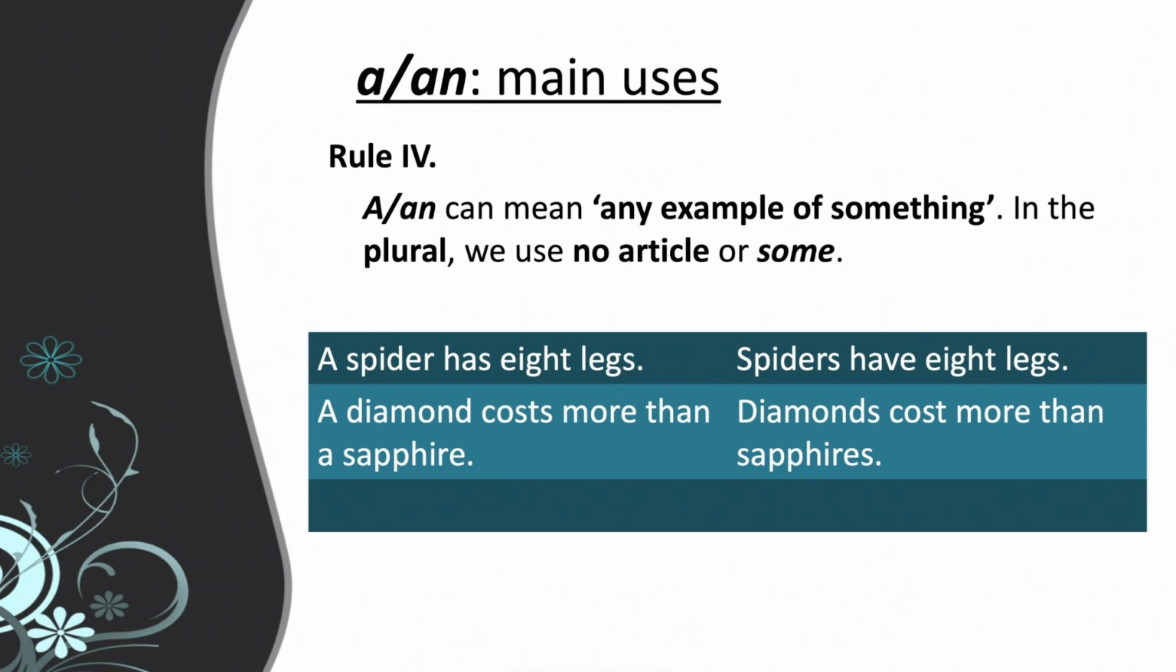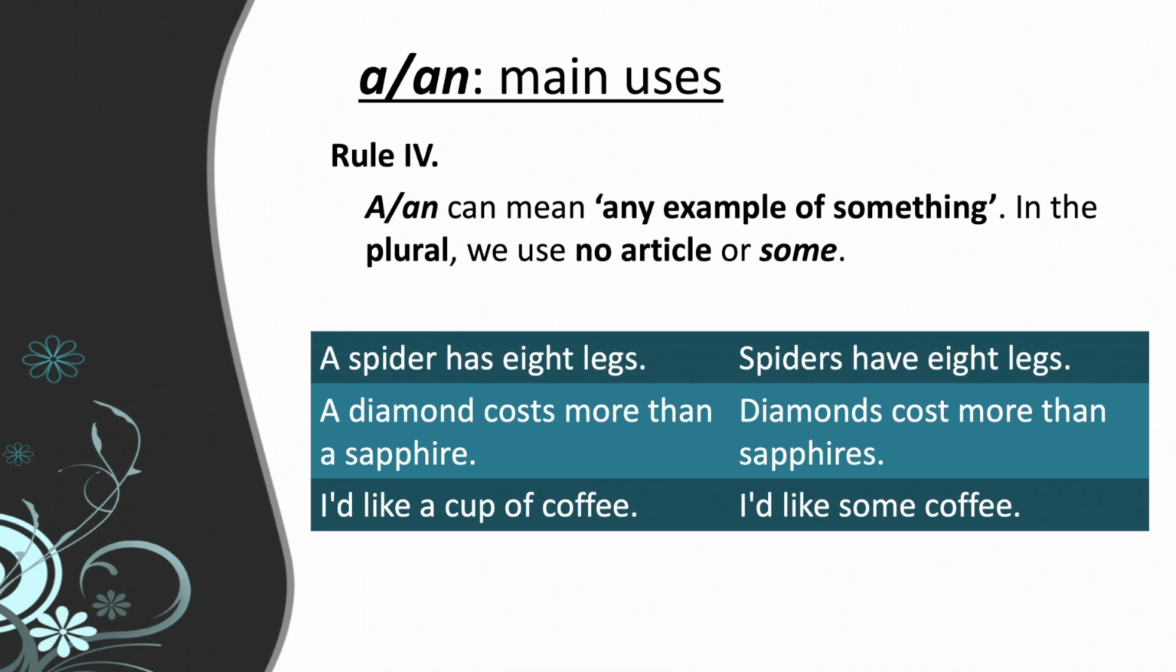And we can say, I'd like a cup of coffee, or we can say, I'd like some coffee. These two also mean the same thing, unless, of course, you're ordering several cups of coffee, or you'd like a pot of coffee, but who does that?